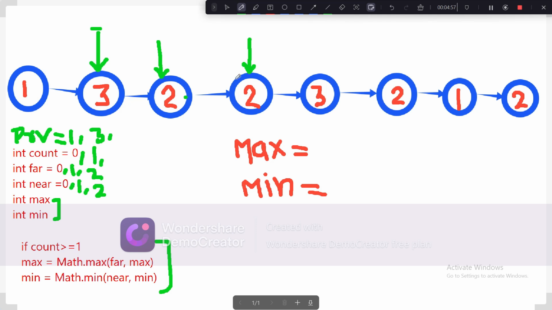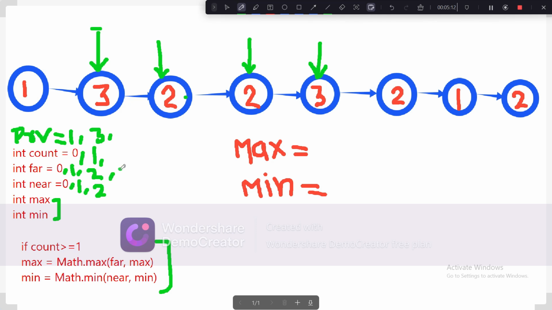So see, this guy is also not a critical point, it is smaller than 3, so we will keep on going. We will come to here, but this guy is a critical point, right? So what will happen after reaching this critical point? We have to check what our distance is.